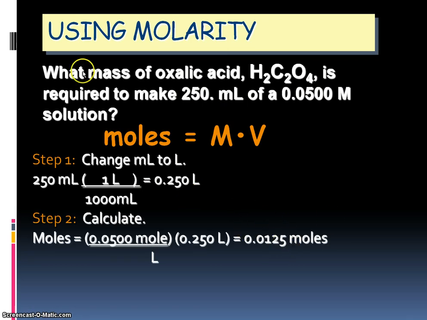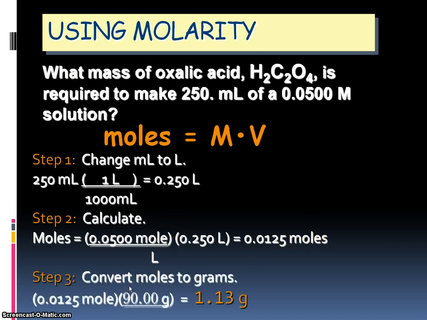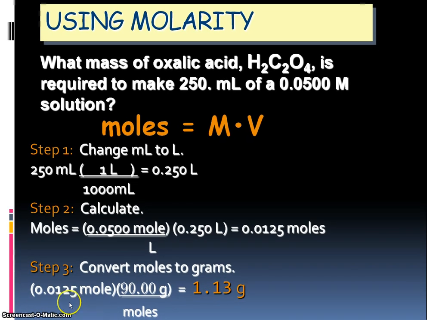Well, I still don't know what the mass is, but I do know how to take moles and change it to grams. So I'm going to convert from moles to grams by taking the 0.0125 moles, multiplying by 90 grams per mole, and I get 1.13 grams of oxalic acid. And I can now weigh that out and put it in a 250 milliliter volumetric flask, and add distilled water up to the mark, the bottom of the meniscus.